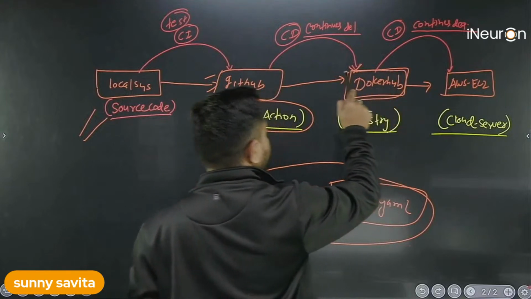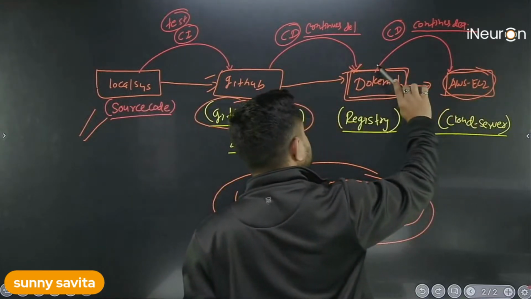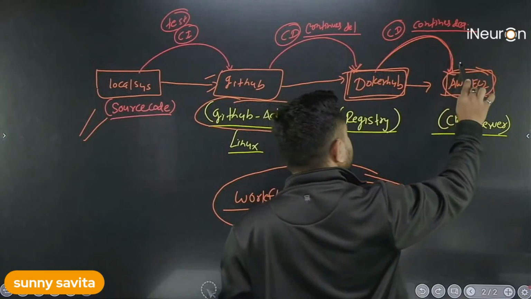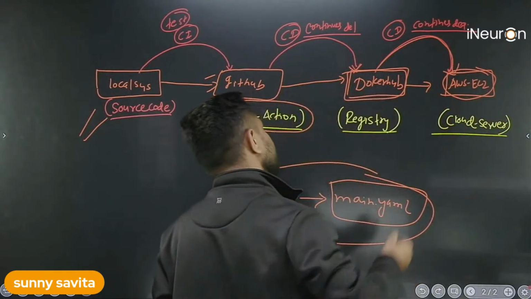And then what will happen is this AWS EC2 is pulling the image from this Docker Hub, and it will run it on top of this particular server. So the container will be executed over here.